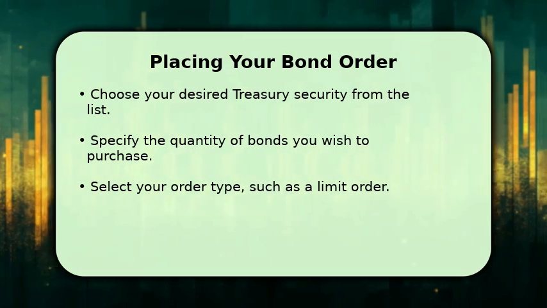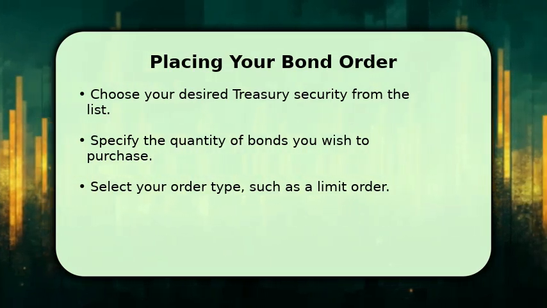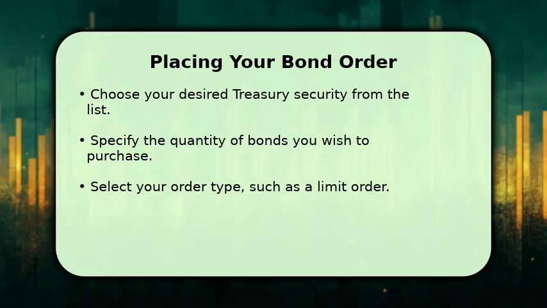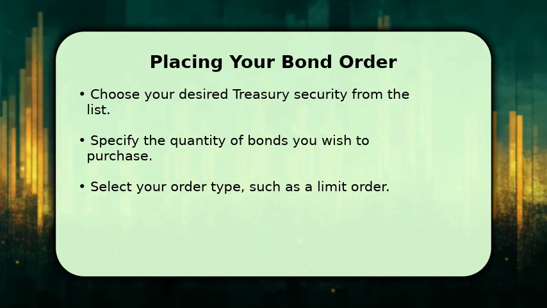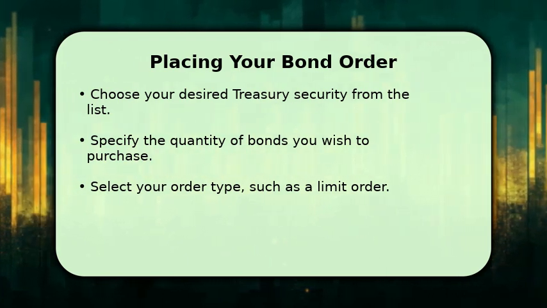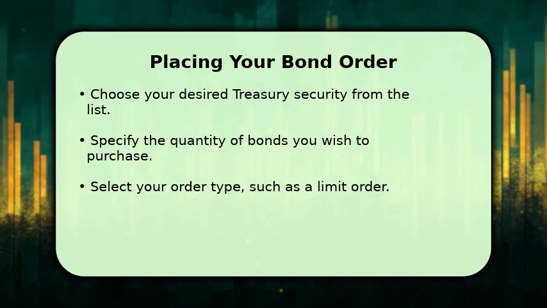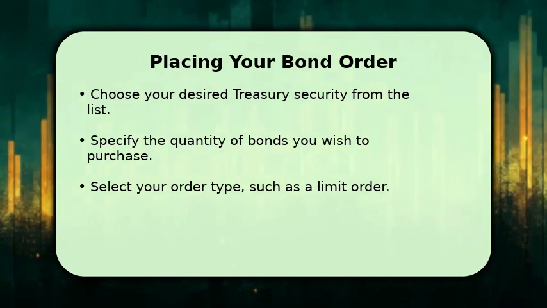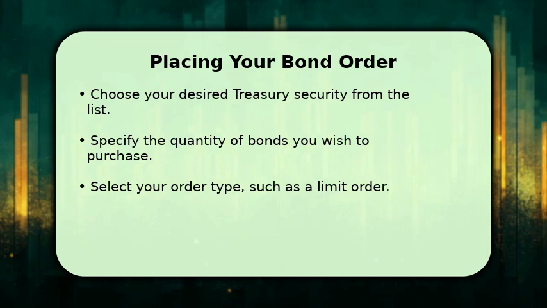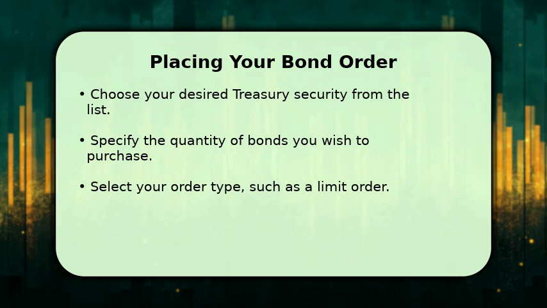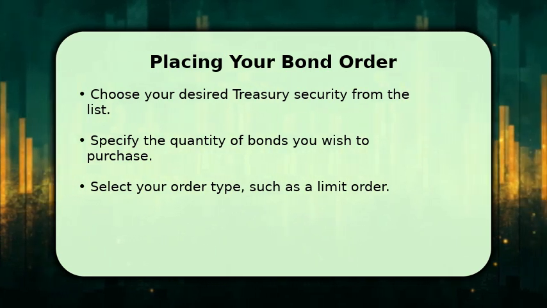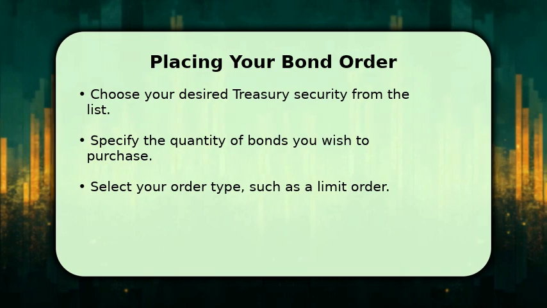After selecting a Treasury security, proceed to the Order Entry panel. Specify the quantity of bonds you want to buy. Remember, bond prices are typically quoted per $100 of face value. Choose your order type. A limit order lets you set a maximum price. Review all order details carefully before submitting to ensure accuracy and avoid errors in your transaction.